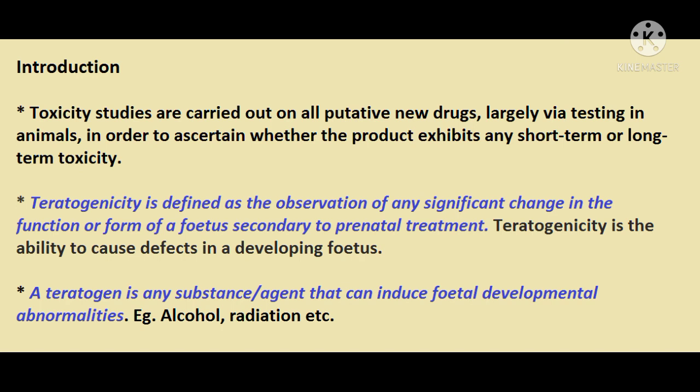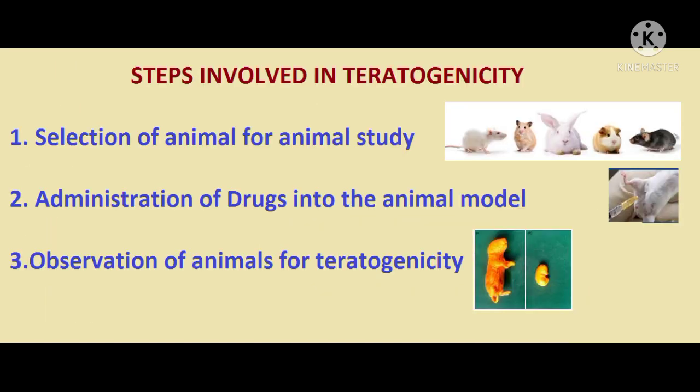In short, it is defined as the observation of any significant change in the function and the form of a fetus. It is also defined as the ability to cause defects in a developing fetus. Now I hope you clearly understand the definition of teratogenicity. It is also important to know the meaning of teratogen, which is entirely different from teratogenicity. A teratogen is any substance or agent that can induce fetal developmental abnormalities. Example, alcohol, radiation, etc. Now we move on to the next heading, steps involved in teratogenicity.